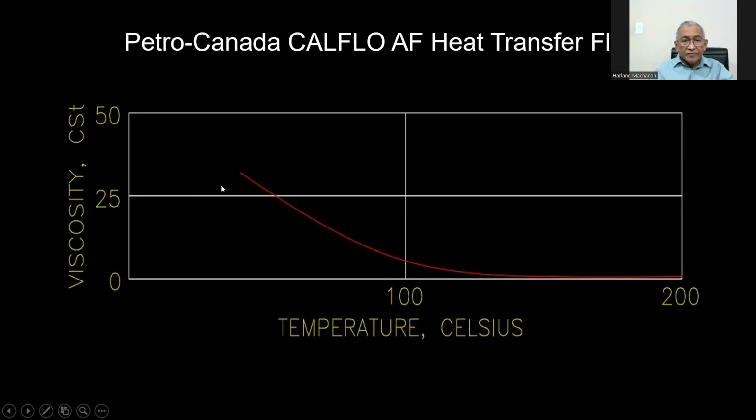So I have here a graph of Petro-Canada CalFlow AF heat transfer fluid that shows that as the temperature of the oil is raised beyond 100 degrees centigrade, the viscosity will be very low and it approaches 0. So we can see here that at lower temperatures, at roughly 50 centigrade, the viscosity is above 25 centistokes. So it is relatively harder to pump at this temperature compared to temperatures as high as 200 centigrade.